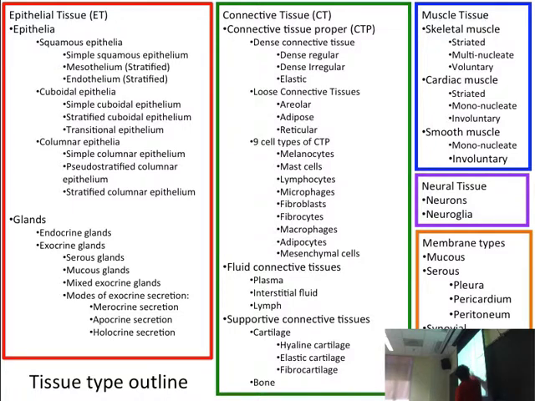Then following connective tissue proper are these fluid connective tissues. And these are the plasma, the fluid component of your blood, the interstitial fluid, that is the broth that surrounds each of our cells, and then the lymph in the lymphatic system. And then there are the supportive connective tissues. These are the connective tissues that essentially form your skeletal system and other protective elements like your trachea and the pinnas of your ears, so cartilage and bone. Right?